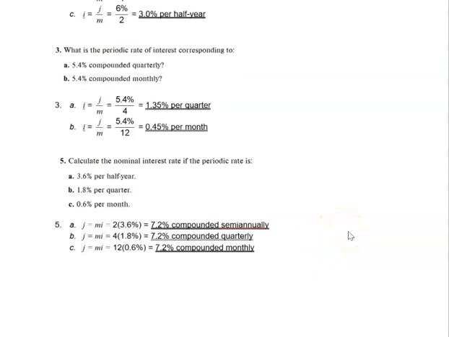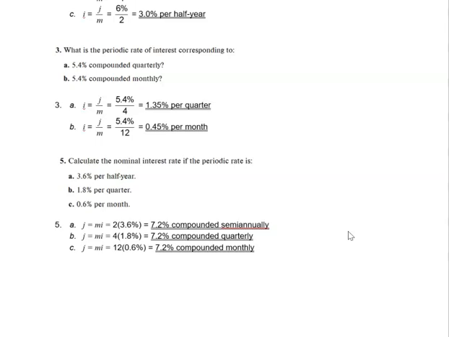Okay, so 3. What is the periodic rate of interest? So your I corresponding to 5.4% compounded quarterly. So again, it's your J divided by M. 5.4 divided by 4 is 1.35% per quarter. B, 5.4 compounded monthly, so it's your 5.4 divided by 12 gives you 0.45% per month.